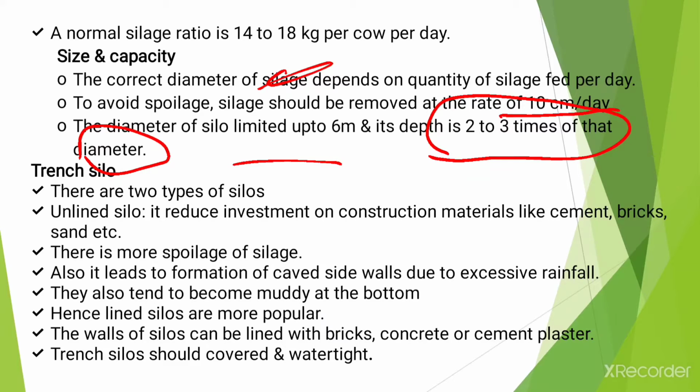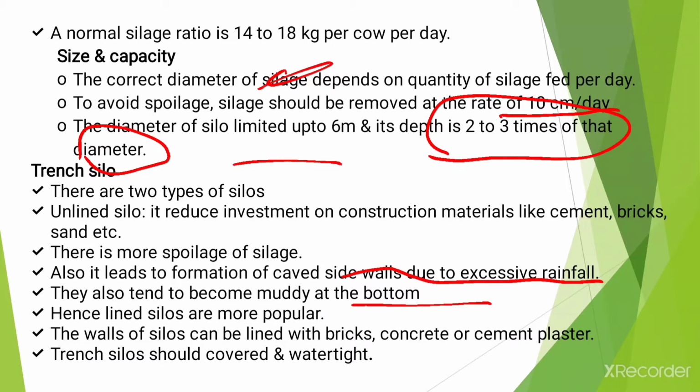Now the next type of silo, that is the trench silo. There are two types of trench silo, unlined silos and lined silos. In an unlined silo, it reduces the investment on construction materials like cement, bricks, sand, etc. But there is more spoilage of the silage, and it also leads to the formation of caved walls due to excessive rainfall. They also tend to become muddy at the bottom. Hence, lined silos are more popular.